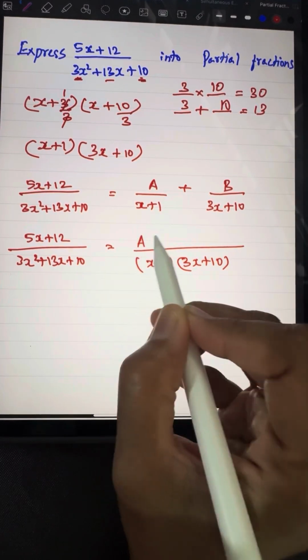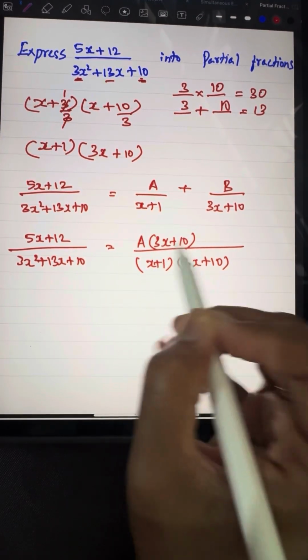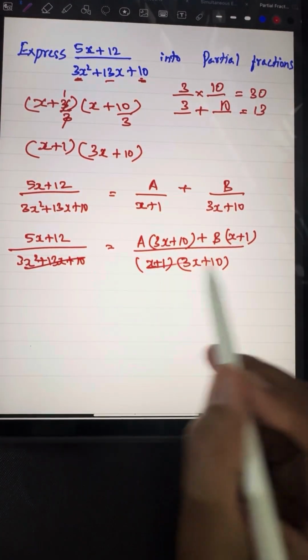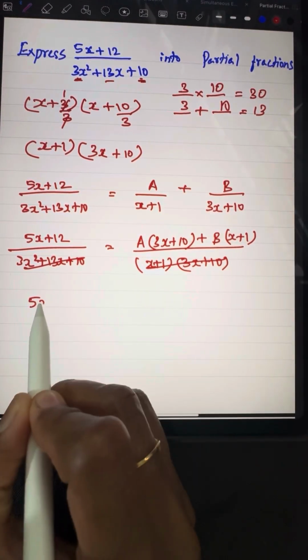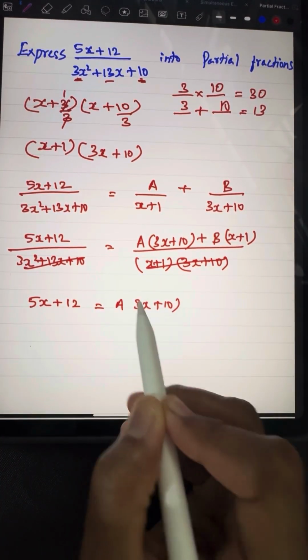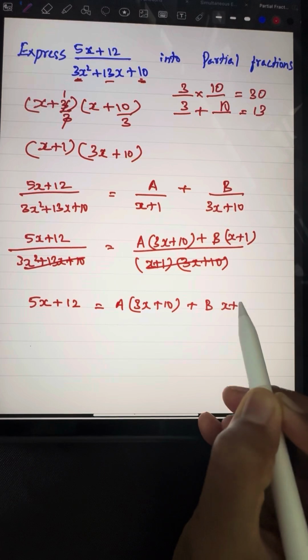So this a will be multiplied with 3x plus 10. B will be multiplied with x plus 1. These two will get cancelled because they are the same. It's left with 5x plus 12 equal to a into 3x plus 10 plus b into x plus 1.